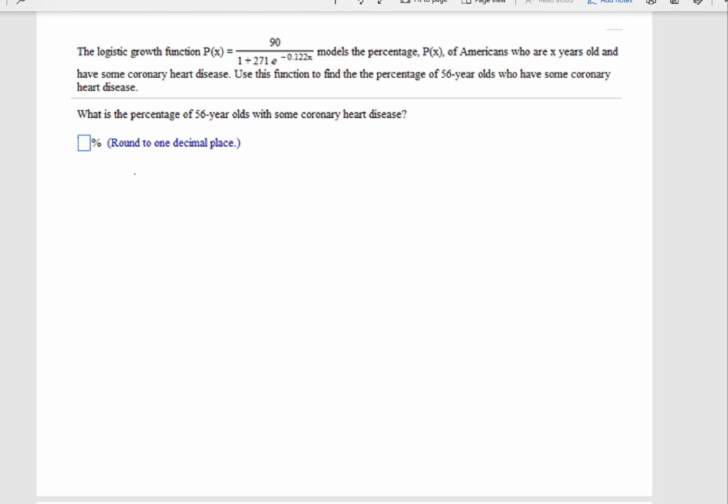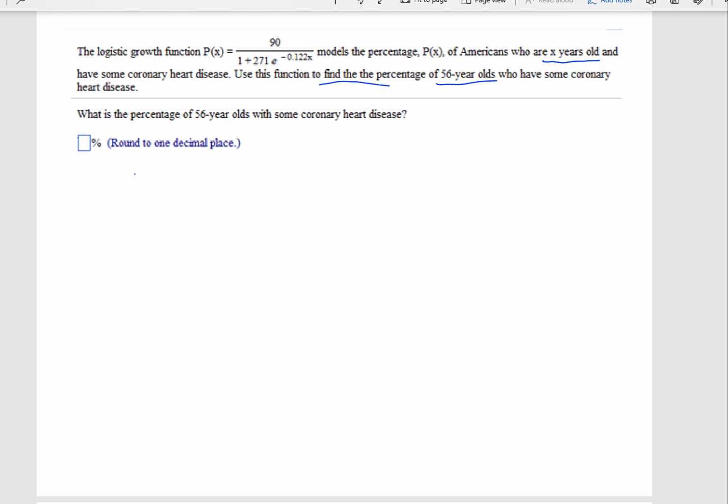This is 4.5, Chapter 4, Word Problems, Part 2. This problem gives us a logistic growth function, and it tells us that it models the percentage, P of X, of Americans who are X years old and have some coronary heart disease. So X stands for the age of the person, and then P of X is the percentage of people of that age. It tells us to use this function to find the percentage of 56-year-olds, so that's the given information, who have some coronary heart disease.